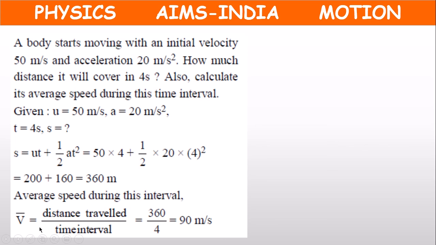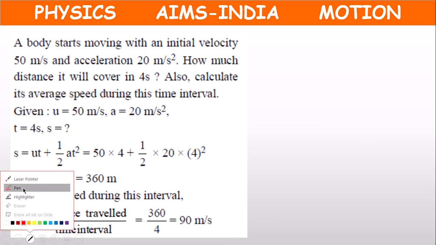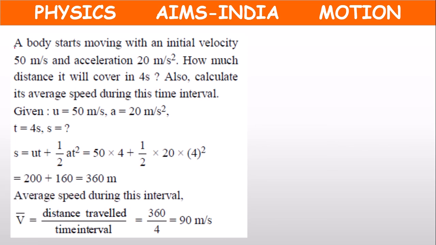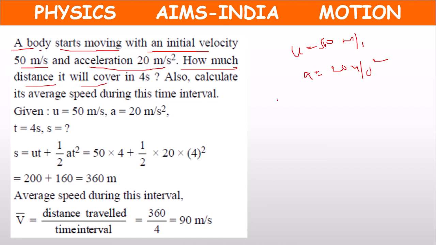So let's solve some example problems, children, based on previous concepts. A body starts moving with an initial velocity of 50 meters per second. Initial velocity u equal to 50 meters per second and acceleration a equal to 20 meters per second square. How much distance will it cover? Yes, we have to find the distance in 4 seconds. Time, 4 seconds, they have given.